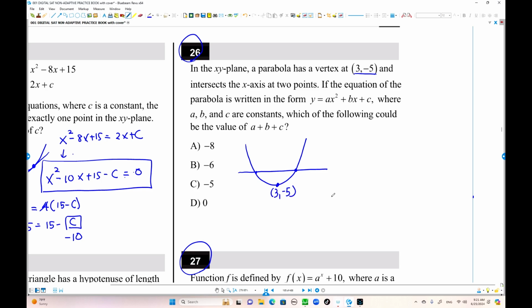Right? The graph is what? If it opens downward, there are no intersections with the x-axis. This is wrong, right? This is correct. The graph opens upward. Open up.